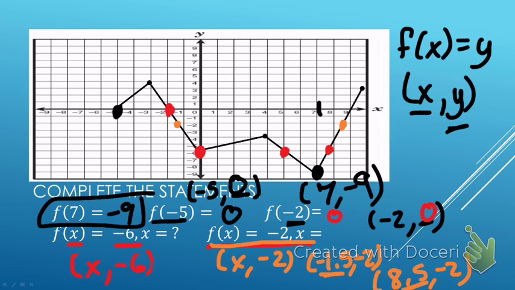Okay, so let's talk about the other graph. I'm not going to spend a lot of time on it because I know this video has gone way longer than I anticipated.